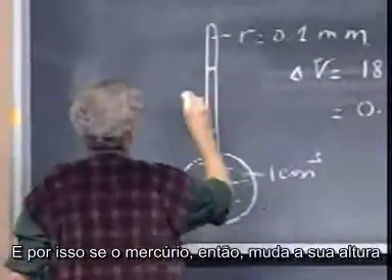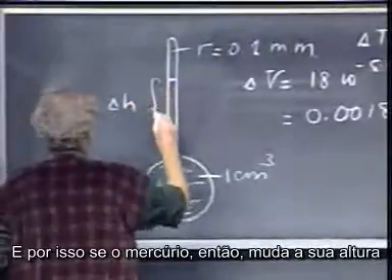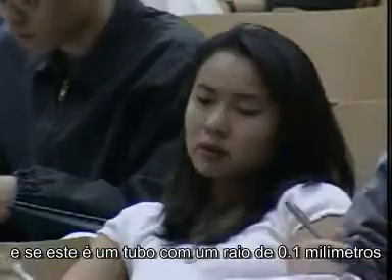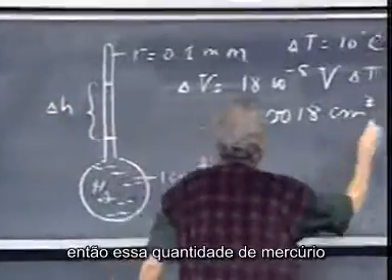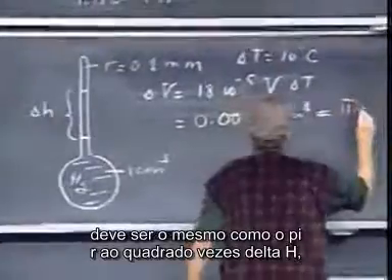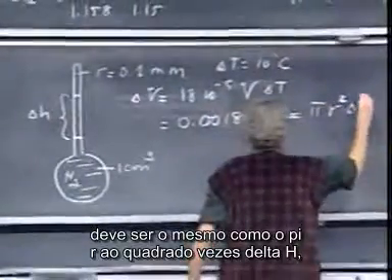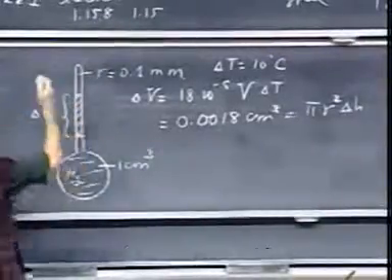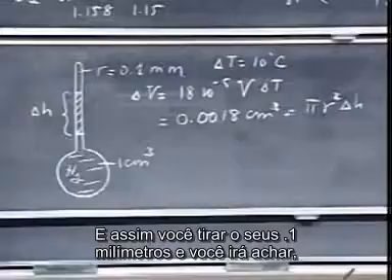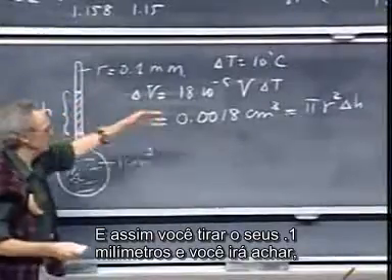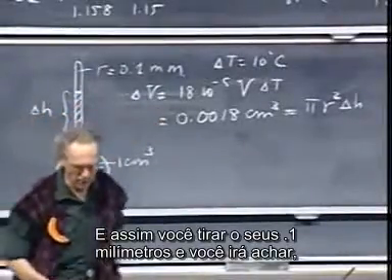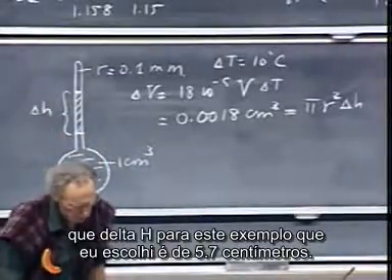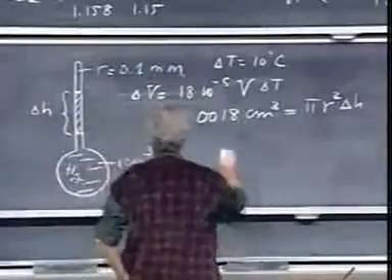And so if the mercury then changes its height by an amount delta H, and if this is a tube with a radius 0.1 millimeters, then this amount of mercury must be the same as pi r squared times delta H, which is the volume of the new column, the increase in the column. And so you take your 0.1 millimeters, and you'll find that delta H, for this example that I chose, is 5.7 centimeters.